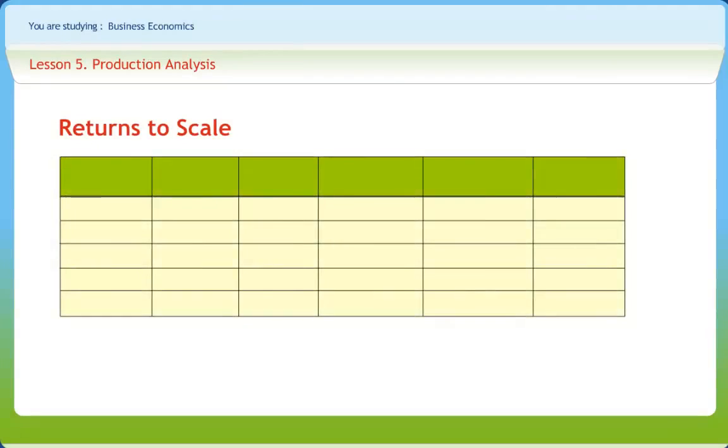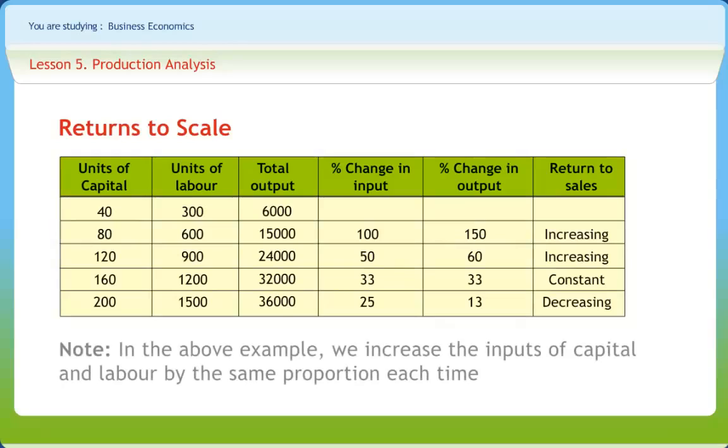The table shown here illustrates the returns to scale. It is clearly evident that when we employ 80 and 120 units of capital, the percentage change in output is greater than the percentage change in input. Thus, at these stages, increasing returns to scale applies. When the units of capital are further increased to 160, the percentage change in input equals the percentage change in output. Thus, this stage is that of constant returns to scale.